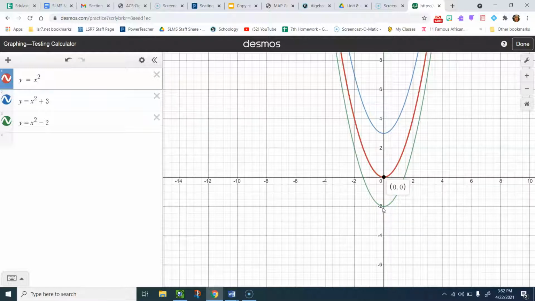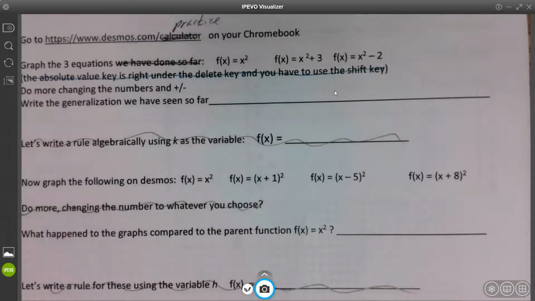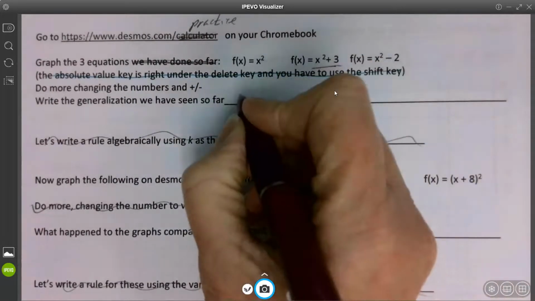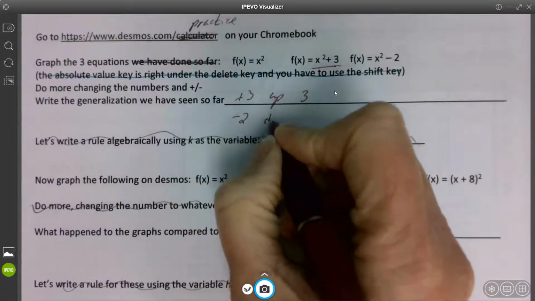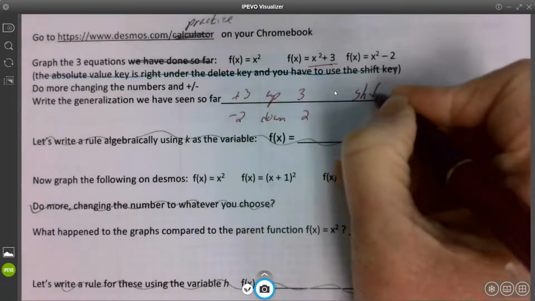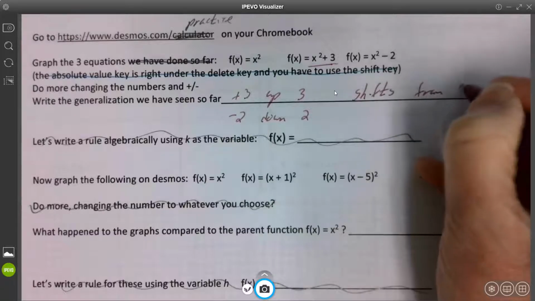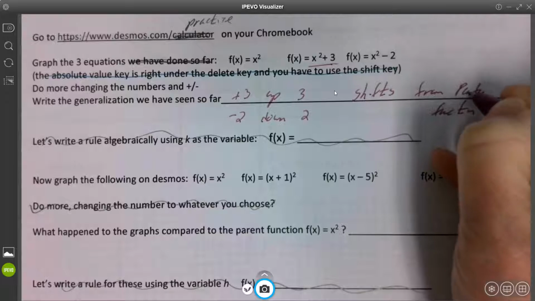Okay, so write the generalization. We'll come back to this. Write the generalization for what you saw happen. What did you see happen right there with all those functions? Okay, notice that with plus 3, it went up 3. And with minus 2, it went down 2 places. Okay, so it shifts the graph from the parent function.